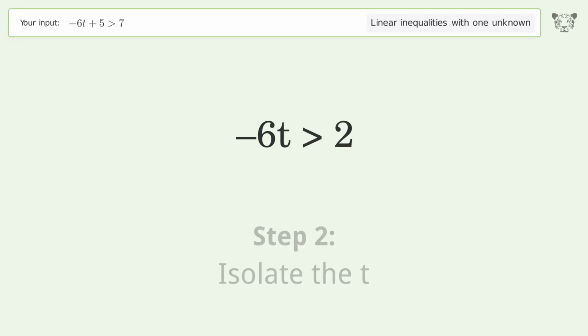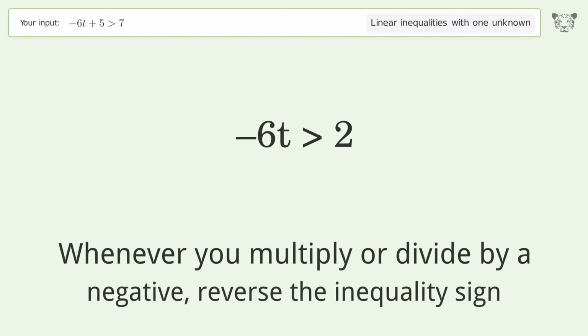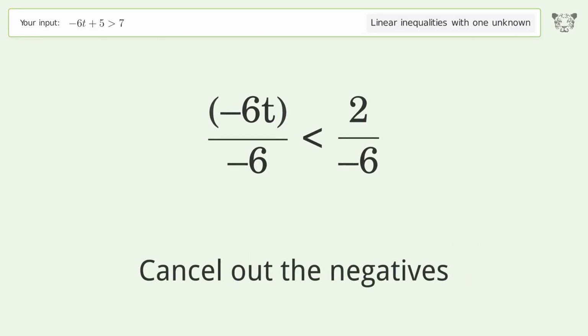Isolate the t. Divide both sides by -6. Whenever you multiply or divide by a negative, reverse the inequality sign. Cancel out the negatives.